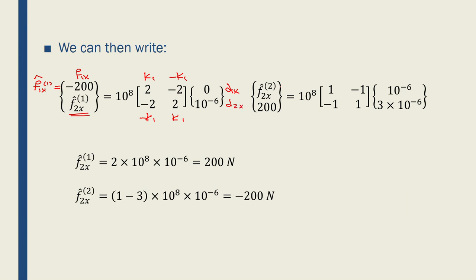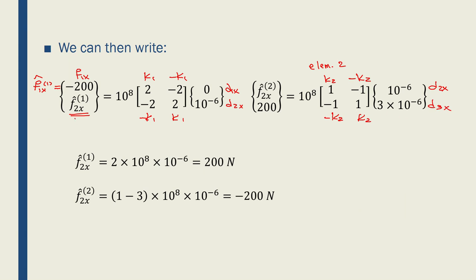And I could write the same thing for this element, so element 2 here. Now this is K2, minus K2, and minus K2, K2, and these are the displacements of nodes 2 and 3.